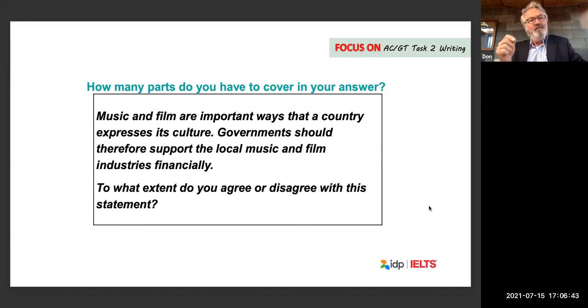To what extent do you agree or disagree? It just means, do you agree or not? You should say, yes, I agree, or no, I disagree, or I partly agree for these reasons. You might even say, in some countries, yes, this is good, but in other countries, it's not necessary.